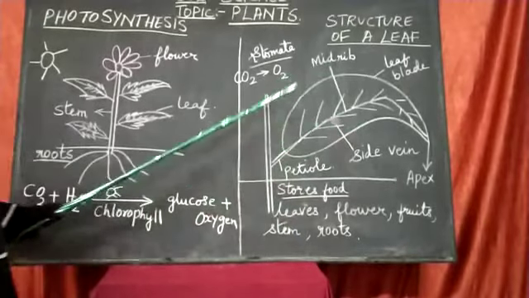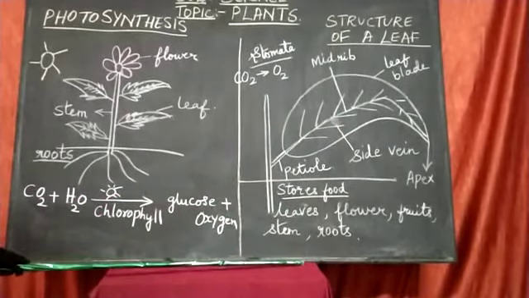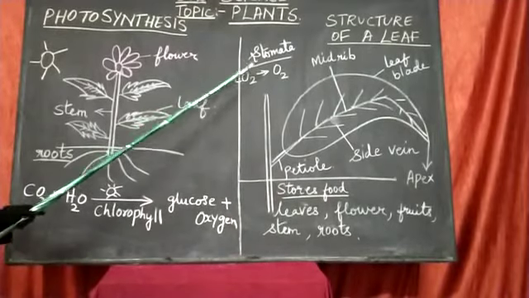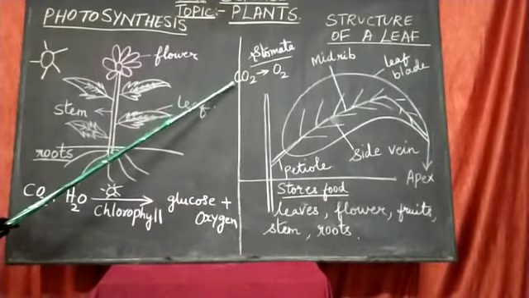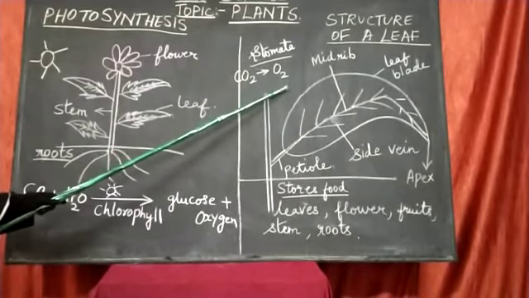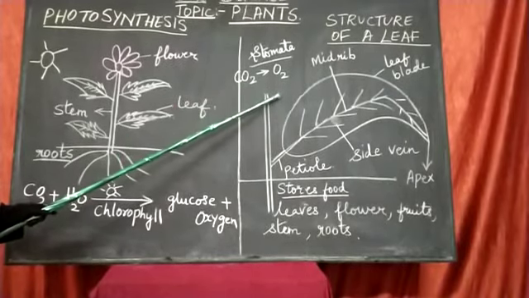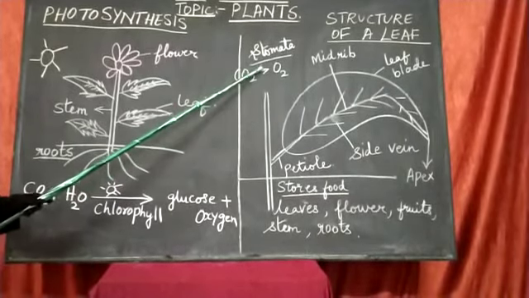Now exchange of gases takes place through small holes known as stomata. So here carbon dioxide is converted into oxygen. So the small holes which are present in the leaf, what are they called? Stomata.